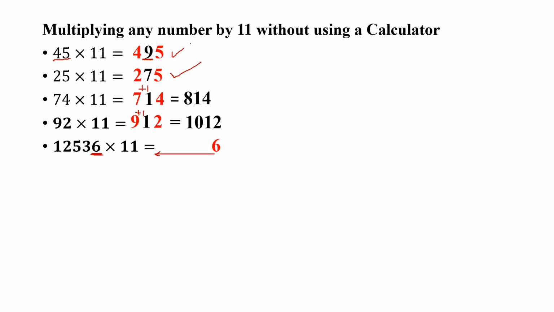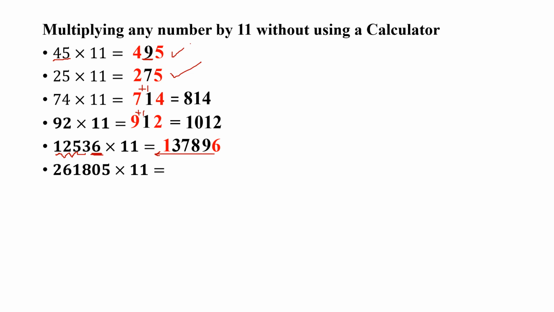Then we are writing our numbers from right to left. So the number that we're going to write to the left side of 6 is the sum of 3 and 6, which is 9. So we're going to write 9 here. The number that we're going to write on the left side of 9 is the sum of 3 and 5, which is 8. So we're going to write 8 here. On the left side of 8, we're going to write the sum of 2 and 5, which is 7. On the far left side of 7, we're going to write the sum of 2 and 1, which is 3. Then we are going to write this 1 as it is. That's where the trick is.